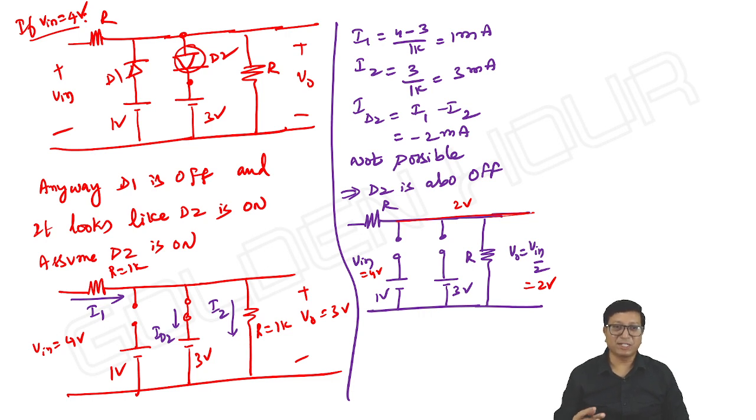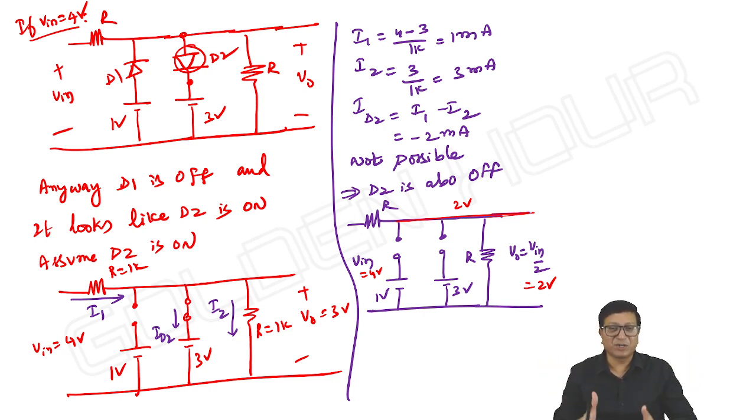You can check it up to 5.8. If input is 5.8 volts, then output will be equal to 2.9 volts. So the anode of D2 is at 2.9 volts, and the cathode is at 3 volts. 100% D2 does not conduct. When will D2 conduct? D2 conducts if input is greater than 6 volts. So these are all for our understanding purpose.